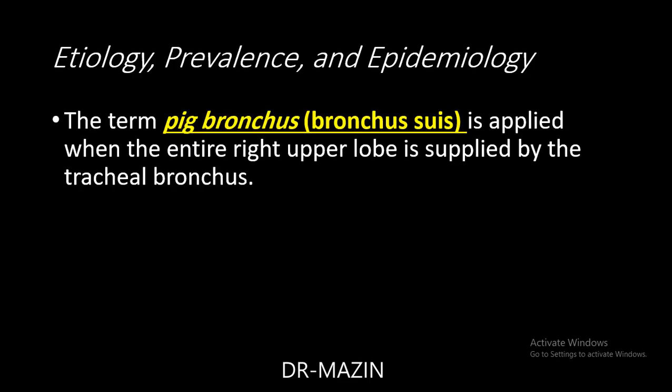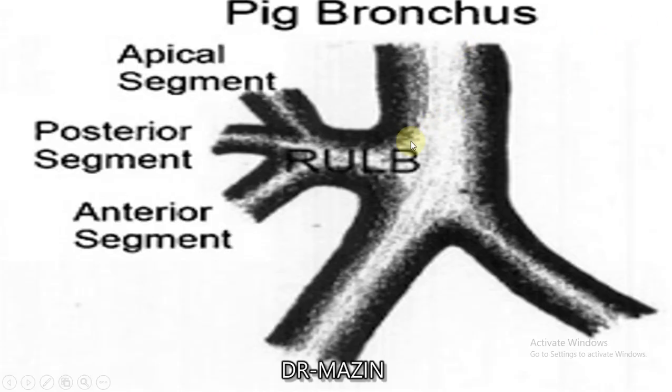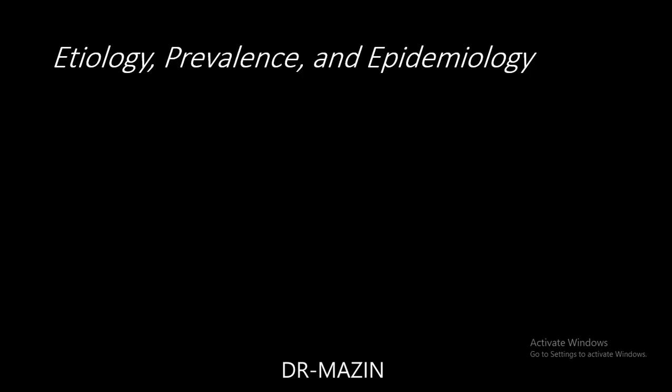Type 3, which we call the pig bronchus, or another name, the bronchus suis. This applies when the entire upper lobe is supplied by the tracheal bronchus. If you see here, this is the whole right upper lobe, found in this area with the 3 segments of the right upper lobe: apical, posterior and anterior. This is type 4, which we call the pig bronchus.